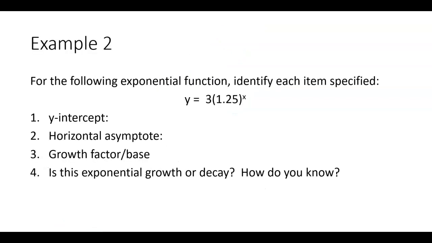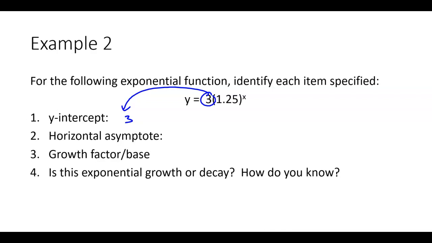Here it is. So example 2. I'll do this one. I'll let you guys do student practice too, and we'll see what happens. So for the following exponential function, identify each item specified. What would the y-intercept be? Shout it out. 3. It's that number right there. So I'll just circle it and put it here. That's where it will touch the y-axis. Now, the real way to find a y-intercept is plug 0 in for x, but that's just going to cause the 1.25 to go away, and we'll just be left with 3.